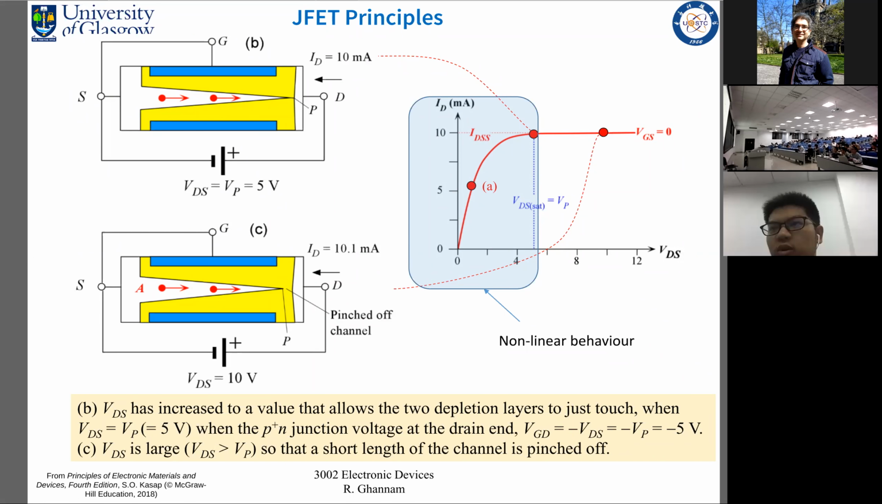So what we have is we have these two main regions in the JFET. So we have this nonlinear behavior taking place over here, just before pinch-off or just before VDS sat. And we have this over here, we have the saturation region. Okay, so we have two main regions, the saturation region as well as the nonlinear region in the JFET.